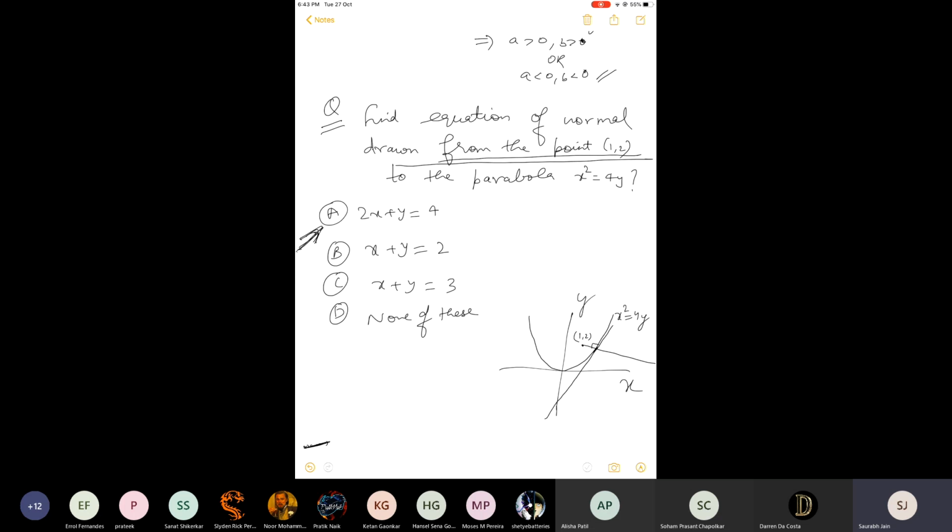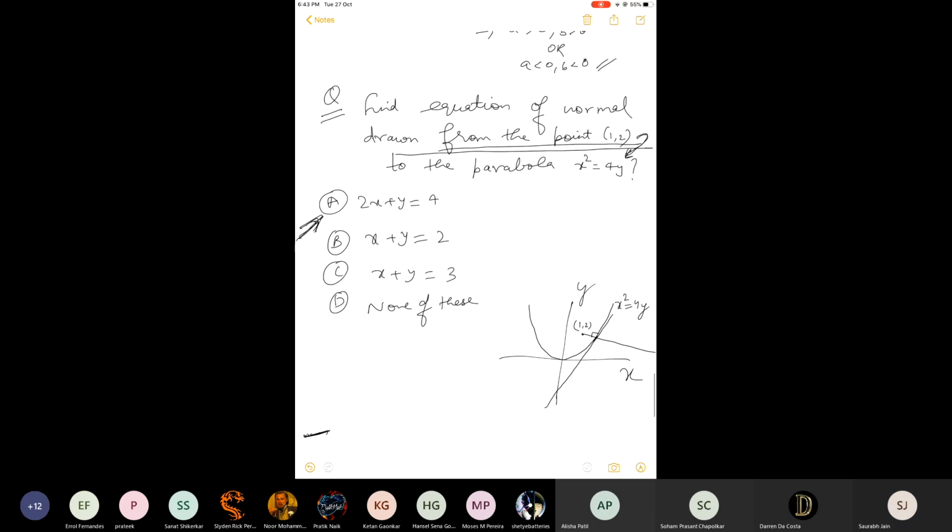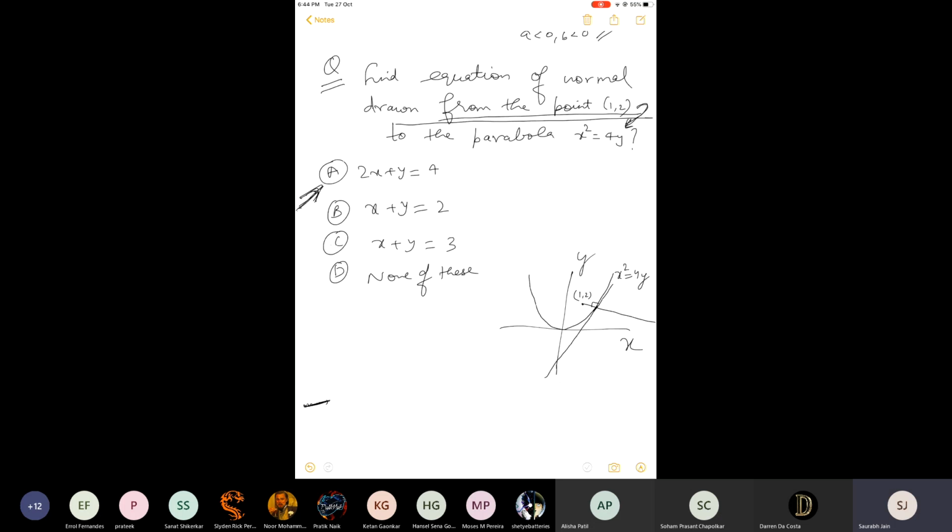So if you take 1 comma 2 on the curve, but why did you do that? It is not satisfying this equation. Is 1 comma 2 satisfying this? No. Then if you took this as the point of contact, you will be getting option A. The question clearly indicates that you have to find the equation of the normal which will be drawn from this point. Not at the point, from the point. Note the difference.